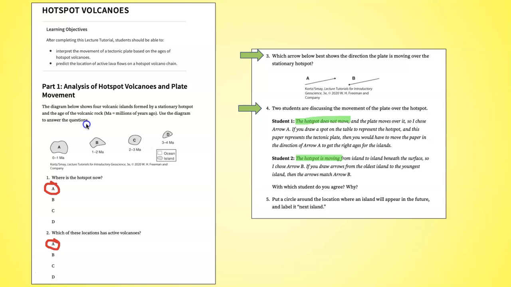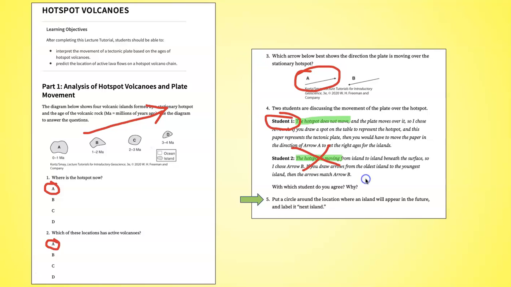But the key is that hotspots are created by stationary mantle plumes. So the hotspot is not moving, and student 1 is correct. The direction of the plate is the direction shown in A. So here's that arrow showing the direction that the plate is moving.